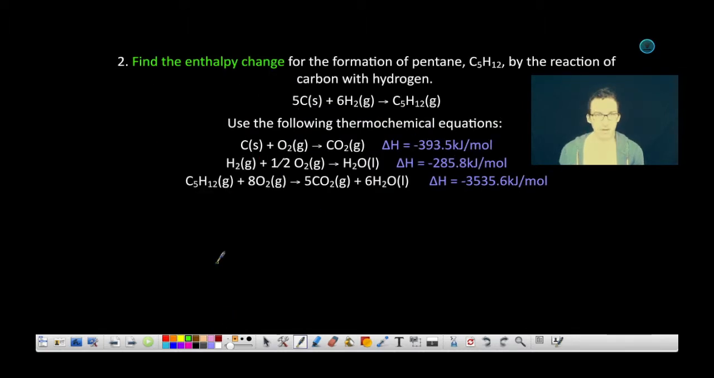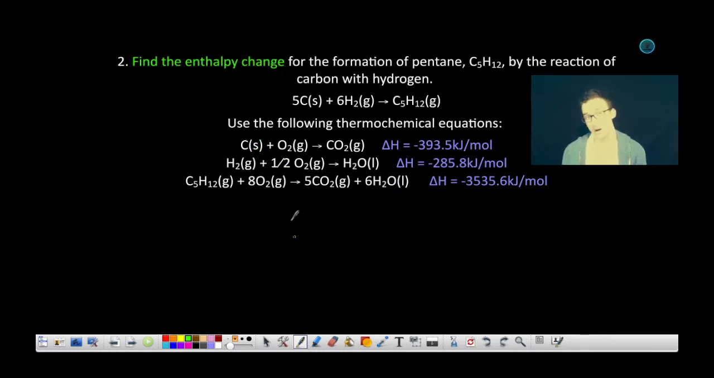Boom. All right, moving right along here. Question number 2 is another example of Hess's law, which is a little trickier than the first one. But again, same idea. Hess's law is going to allow us to sum together the individual enthalpies of individual reactions to get the overall enthalpy change of a desired reaction that we're looking for.